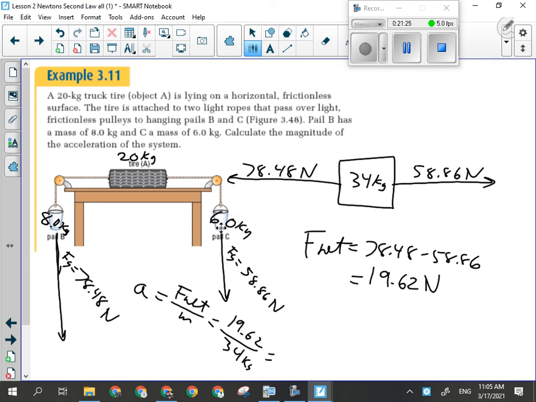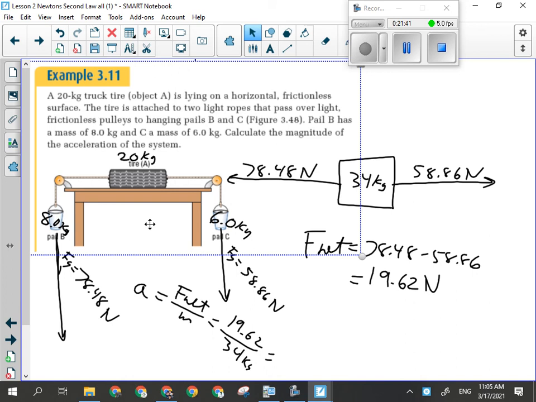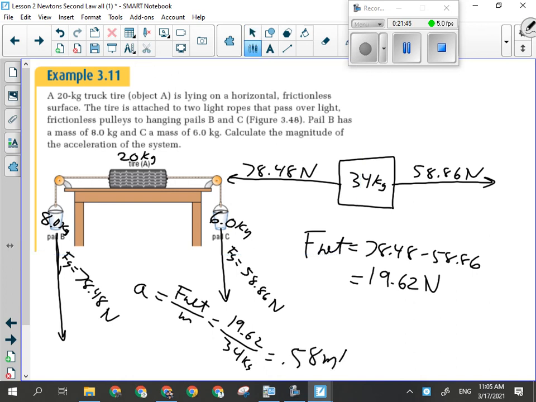Wait, the mass is 34. Yep, because it's the whole system. It's the tire and the two pails. So we're going to have 0.58 meters per second squared, and that's all we can write, because they wanted the acceleration of the system. It's all we can give because all the parts of the system have different vectors to that acceleration.